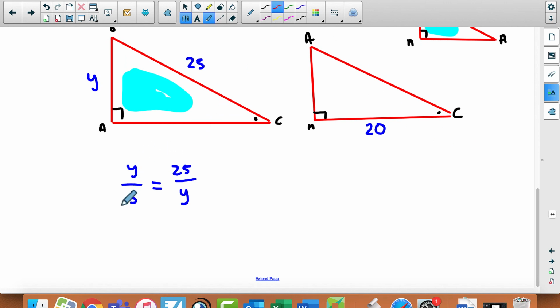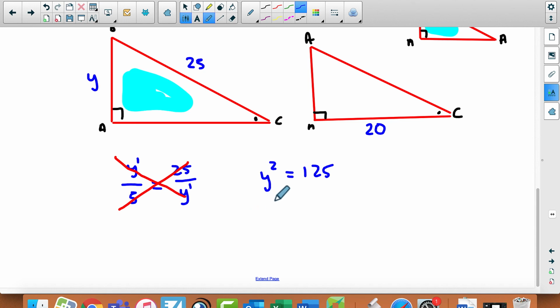So what we're going to do is multiply this times this, Y times Y. What's Y times Y? Remember back to polynomials? When you multiply, you add the exponents. So there's a 1 here, there's a 1 here. Y times Y is Y squared. And that's going to be equal to 5 times 25. Well, 5 times 25 is 125. So we just have to solve this. Y squared equals 125.